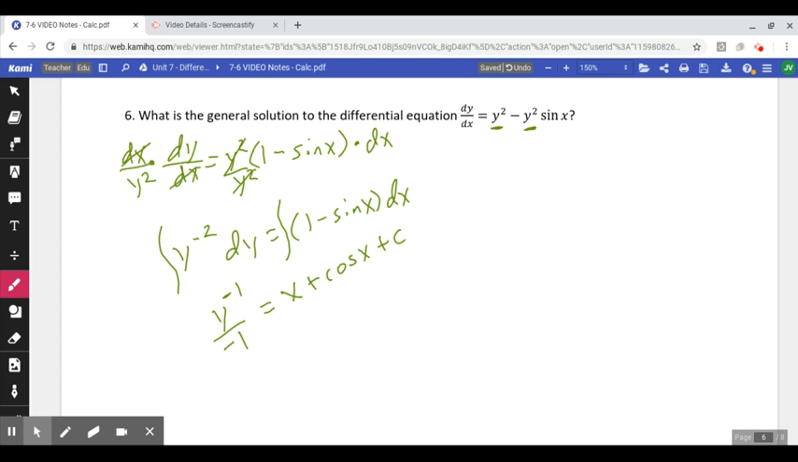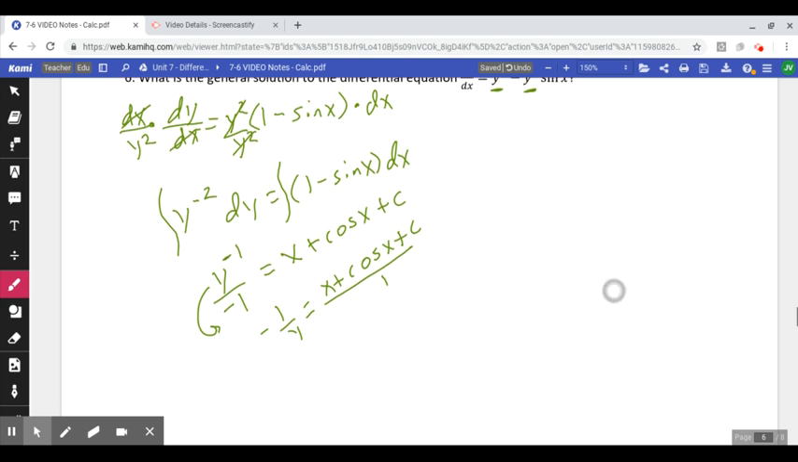To solve this one, you can go about this in a few different ways. First of all, this happens to be a negative 1 over y. If we take this y to the negative 1 and move that down to the bottom of the fraction, that'll be equal to x plus cosine x plus c. I'm going to put that over 1. And what we're going to do here is just flip each side. I'd rather have y on the top here. I actually need that to solve for the general solution.